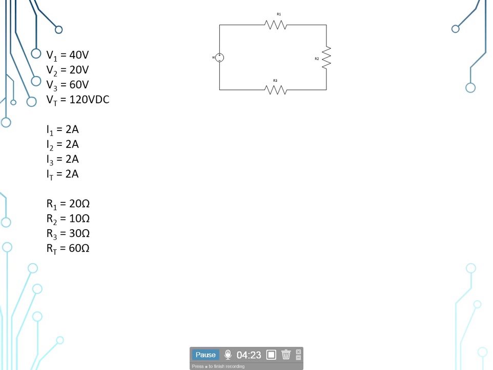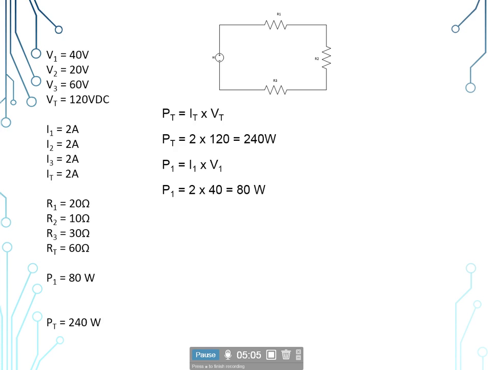Now we need to find the total power and the power dissipated by each individual component in the circuit. Our power formula is P sub t is equal to I sub t times V sub t. So we're going to take our total of 2 amps, multiply it by our 120 volts applied voltage, and that'll give us 240 watts for this entire circuit. Now we'll do the individual power dissipated by the individual components. P sub 1 is equal to I sub 1 times V sub 1. So I sub 1 of 2 amps times our 40 volt drop gives us 80 watts for our first load.